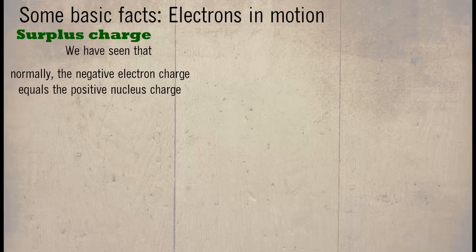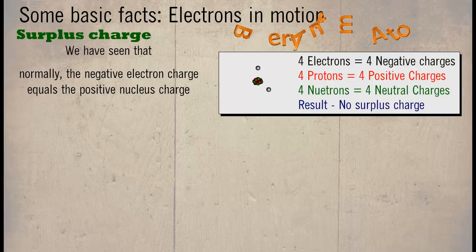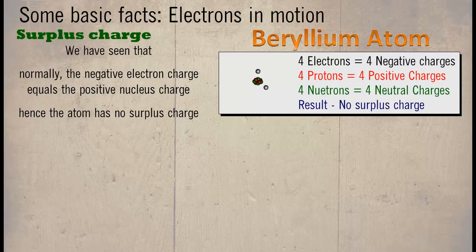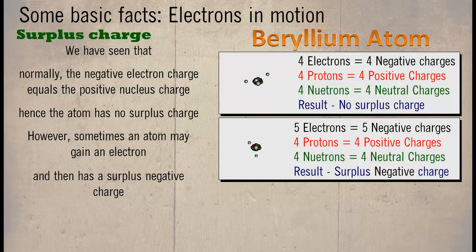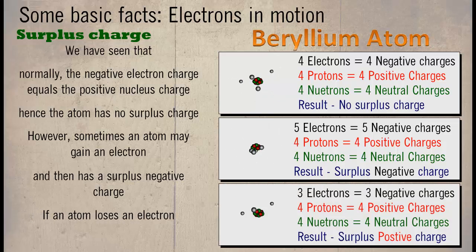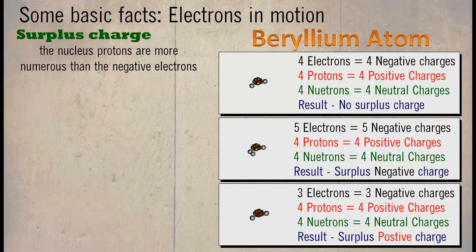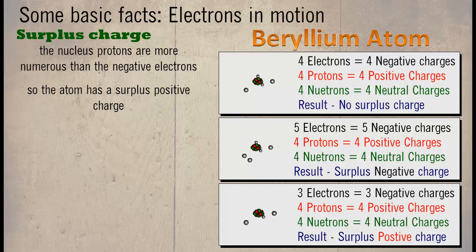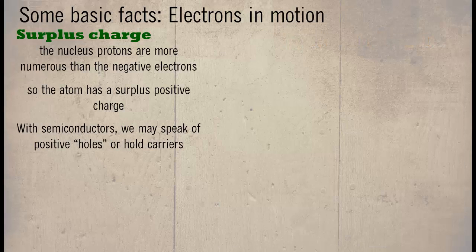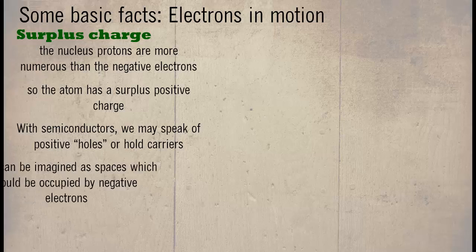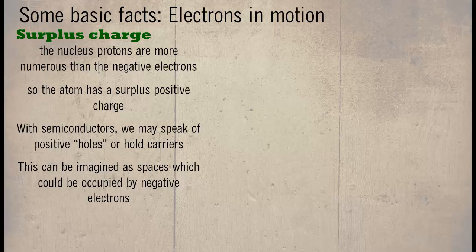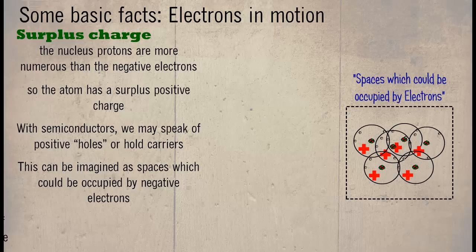We have seen that normally the negative electron charge equals the positive nucleus charge. The atom has no surplus charge. However, sometimes an atom may gain an electron and then has a surplus negative charge. If an atom loses an electron, the nucleus protons are more numerous than the negative electrons, so the atom has a surplus positive charge. With semiconductors, we may speak of positive holes or hole carriers. This can be imagined as spaces which could be occupied by negative electrons.